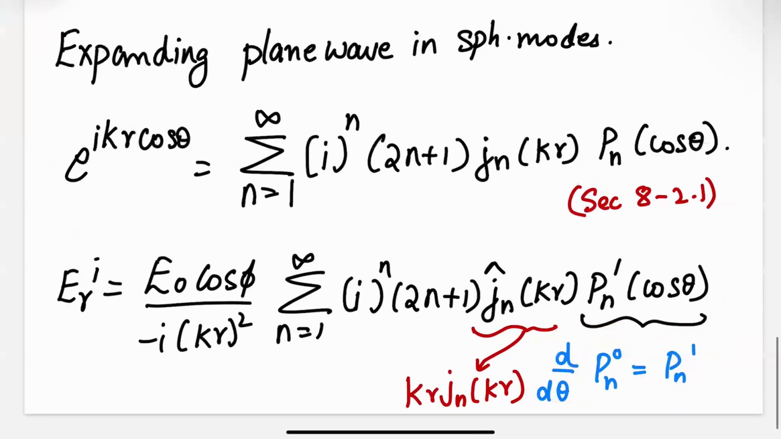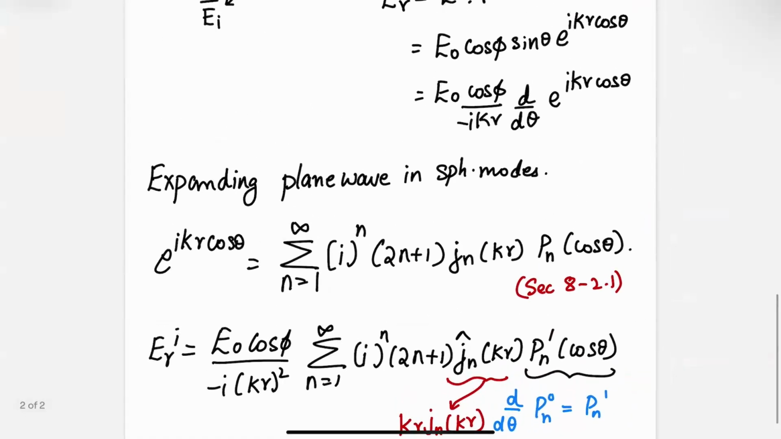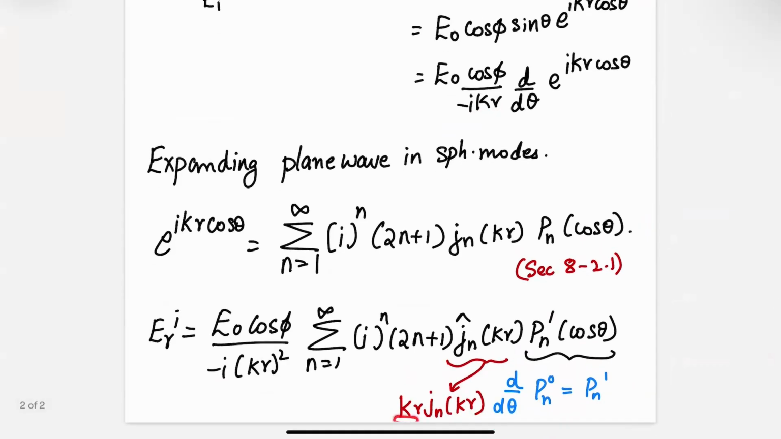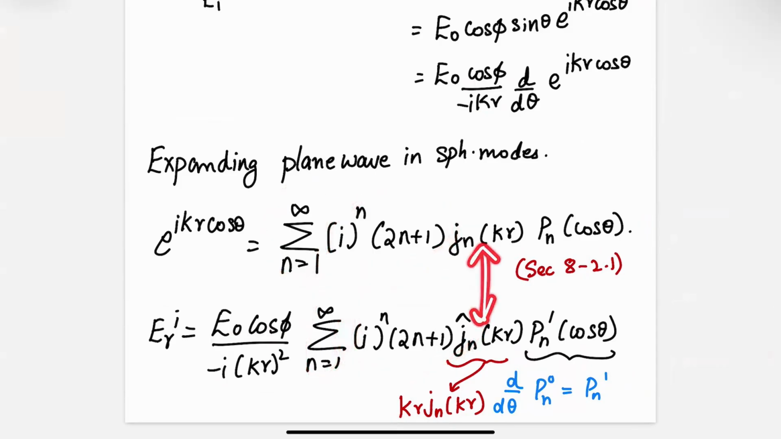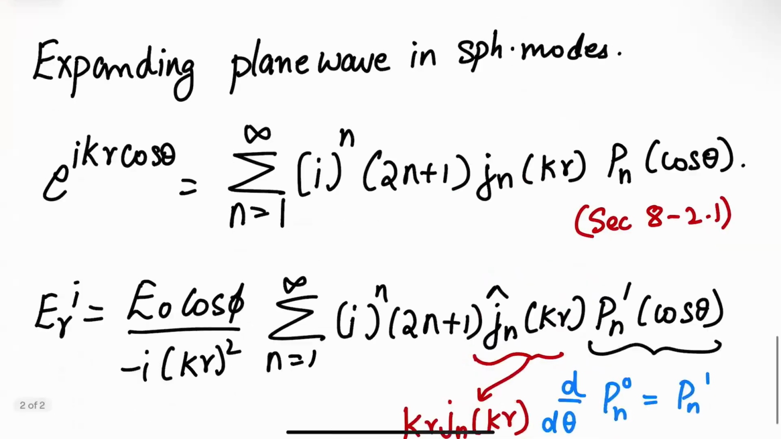Okay, so accounting for the terms now, we have minus i, kr square, so we have one kr here, and the other kr from this term, right? E naught cosine phi is E naught cosine phi. The summation is here. This term comes from here. These terms are related. And the derivative of this gives this. So hopefully you see why we have this expression. You can do the same thing for HR as well, right?